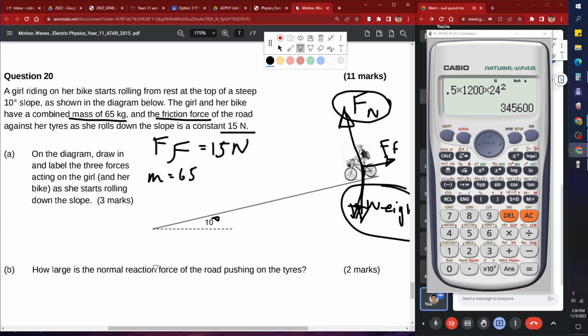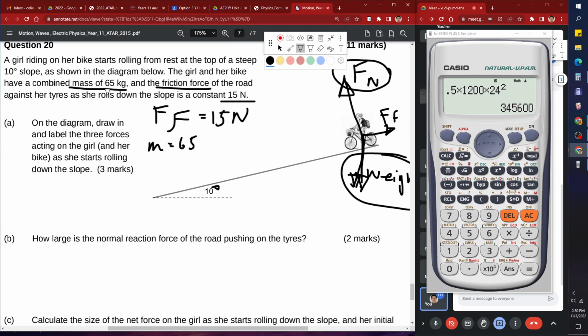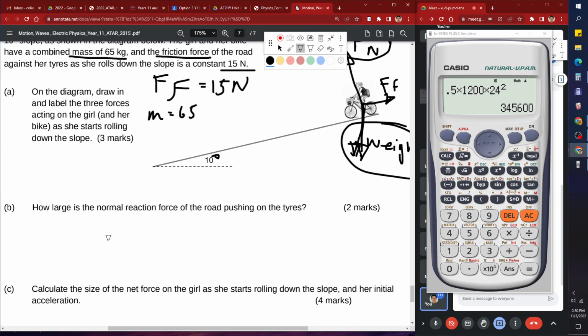How large is the normal force of the road pushing on the tires? Okay. Well, you can see that best if we draw. It doesn't say if she is going at constant velocity or not. We don't know yet. So, there's the weight force. Oh, I draw it on the other side. And there is the normal force.